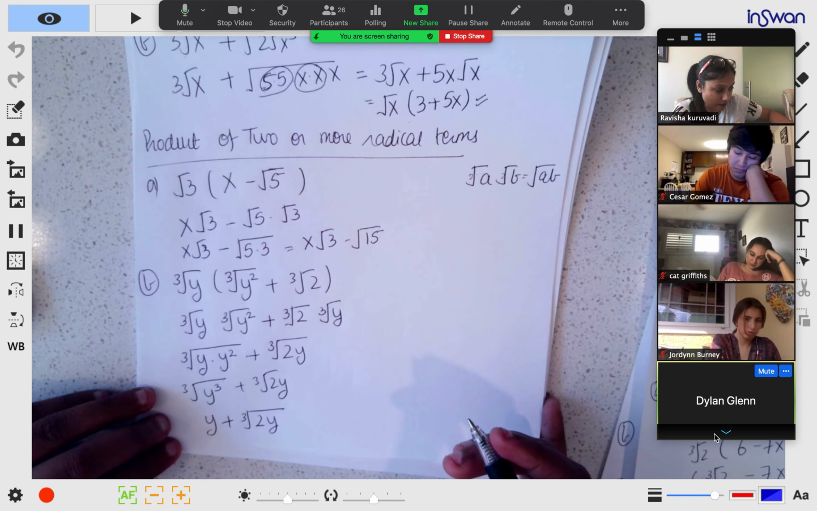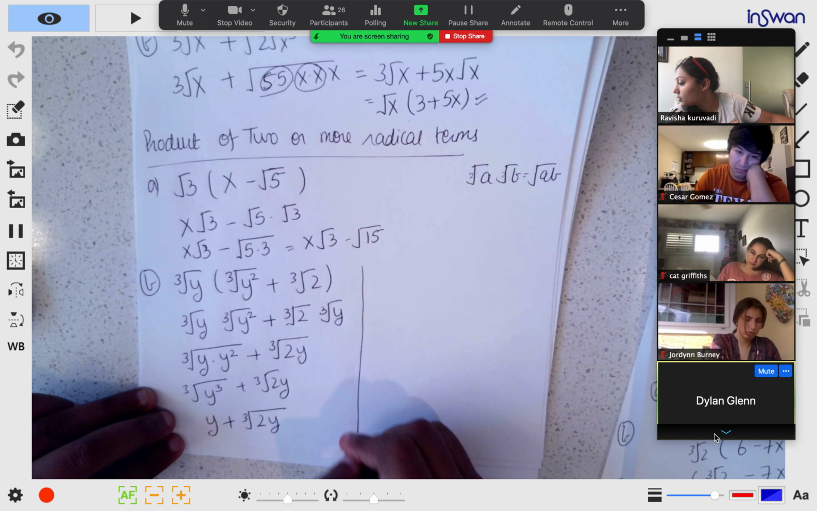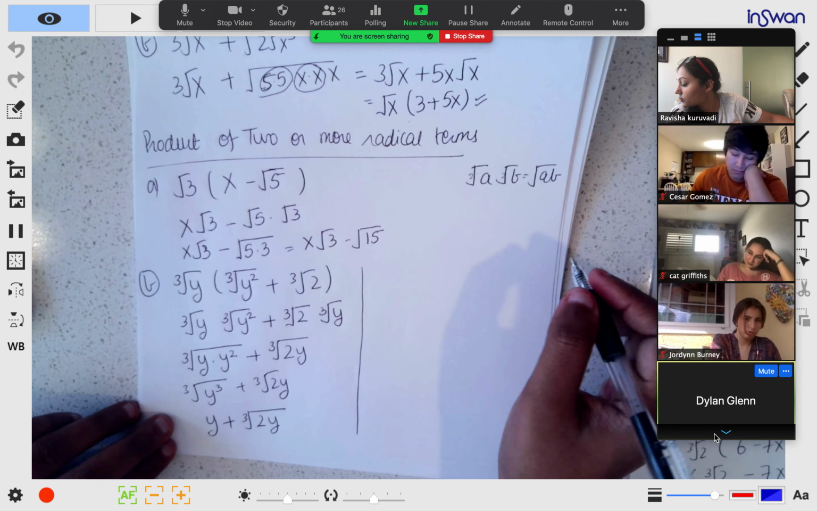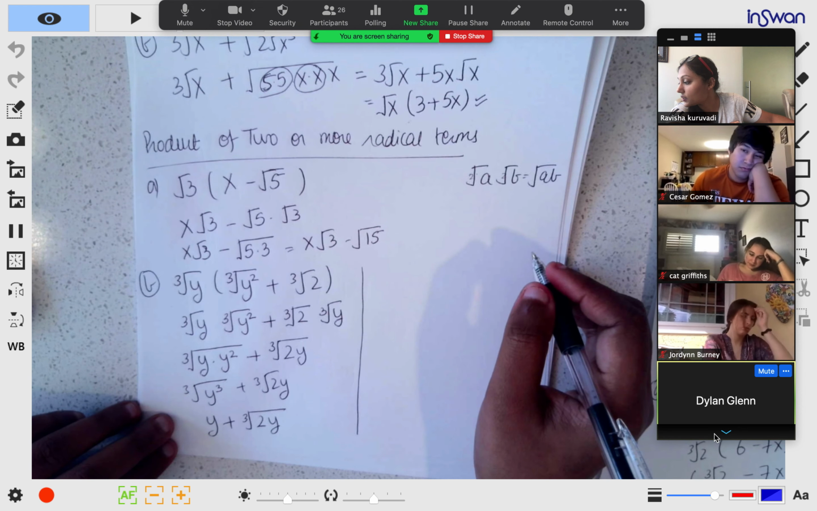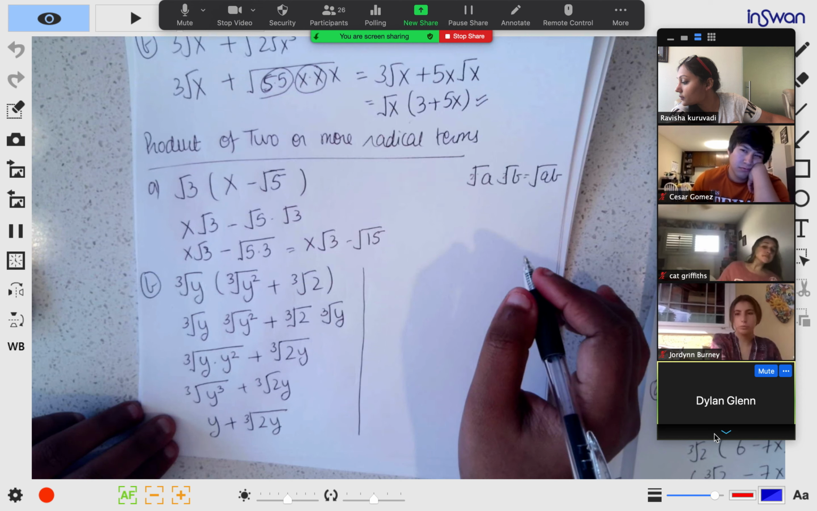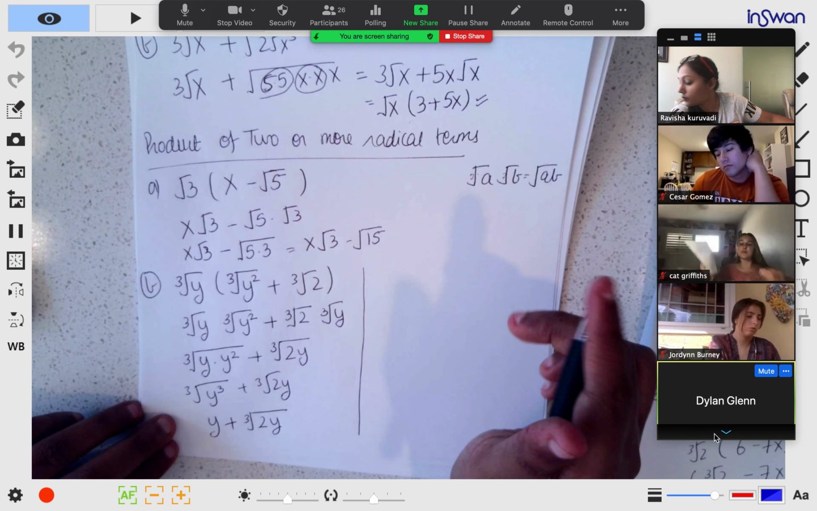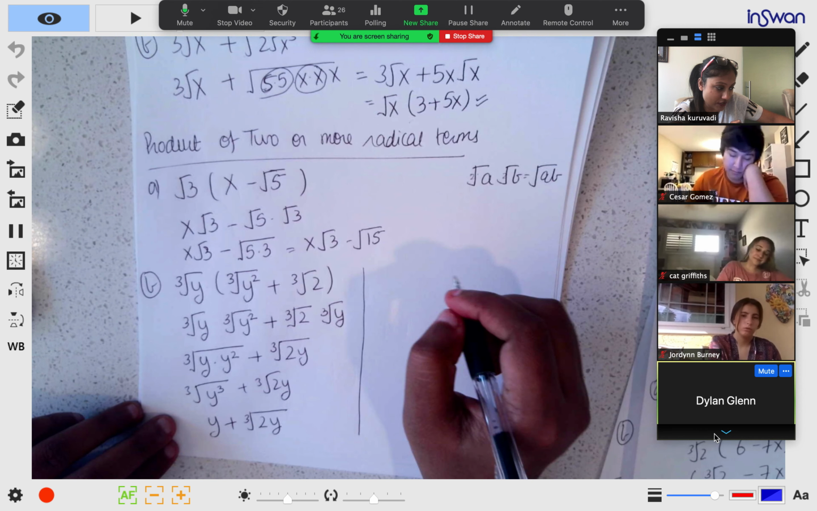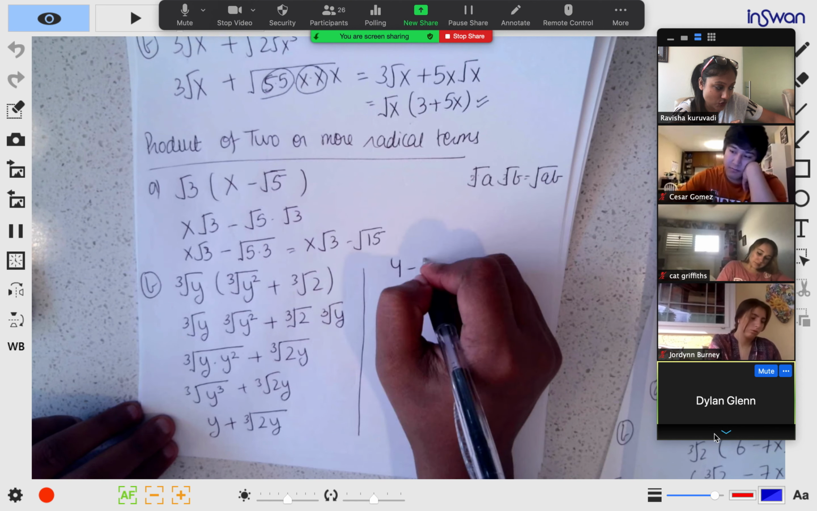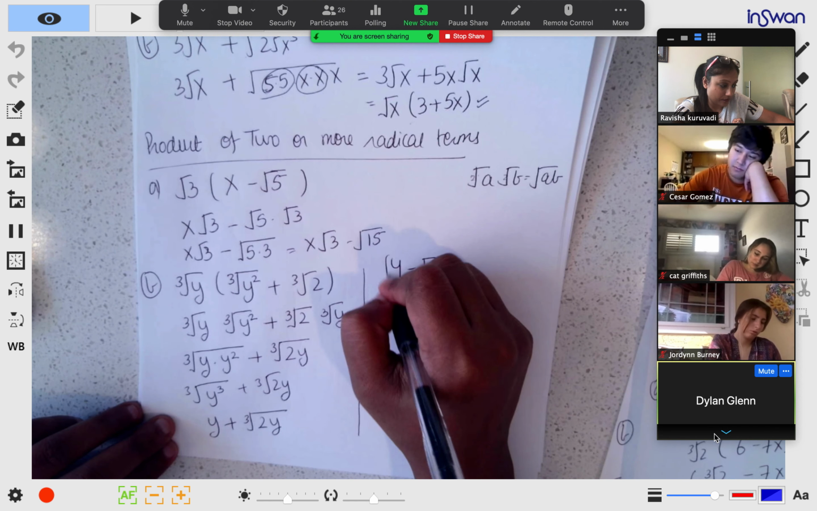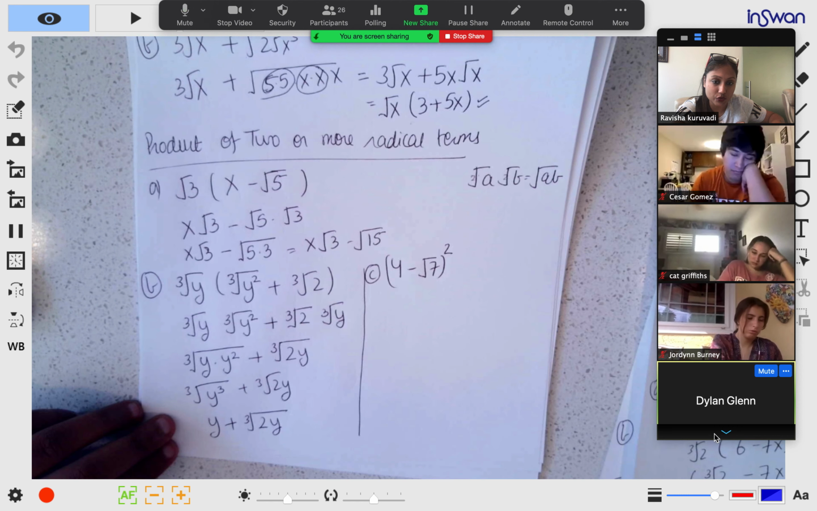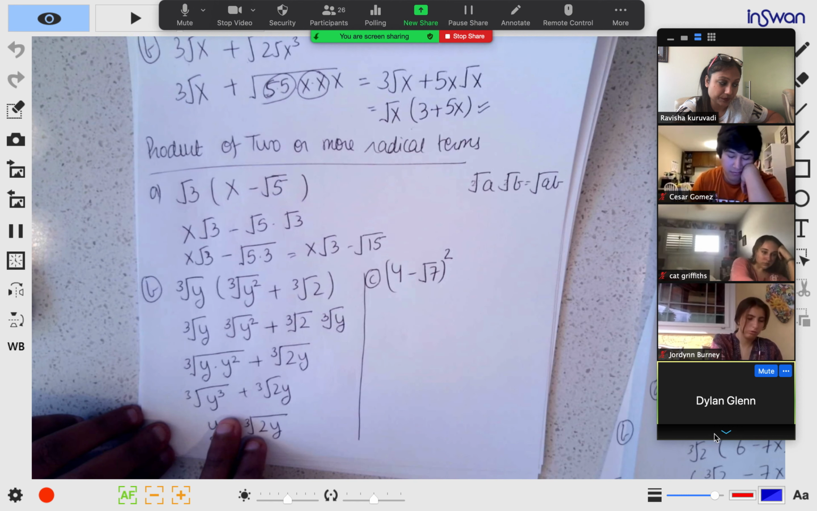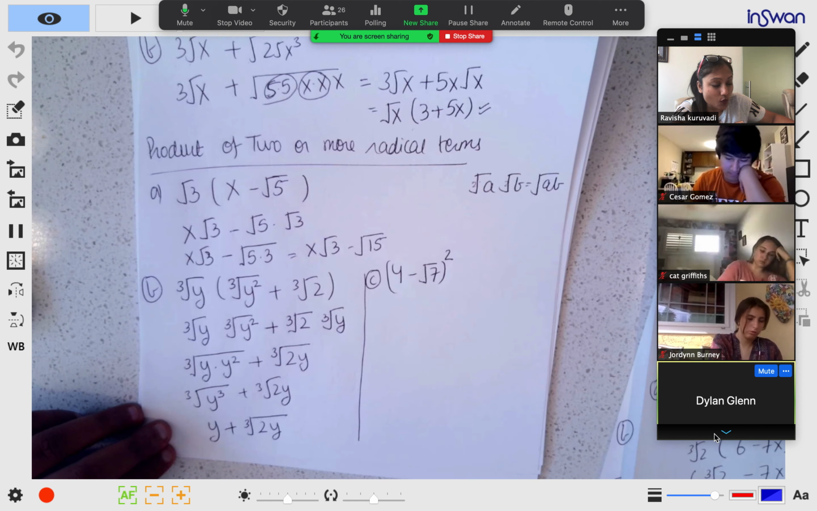Let's do one more problem here. I get it. Perfect. So next is 4 minus root 7, the whole thing squared. You have to solve this thing, this whole square.